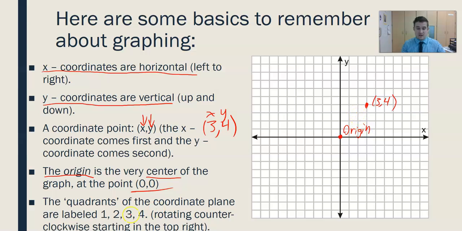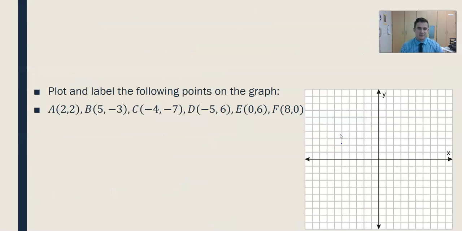And then the quadrants. You may have heard this term before. The quadrants of a coordinate plane are labeled 1, 2, 3, 4, starting in the upper right-hand corner and rotating counterclockwise. So this is quadrant 1, quadrant 2, quadrant 3, and quadrant 4. We won't refer to these quadrants a whole lot, but throughout your math experience, sometimes they'll identify parts of the graph in this way: quadrant 1, quadrant 4, the origin, and through these coordinate points. So I think that's good basic information to have.